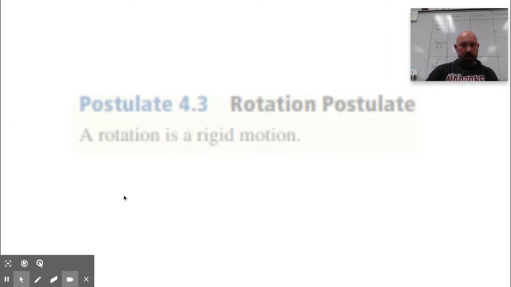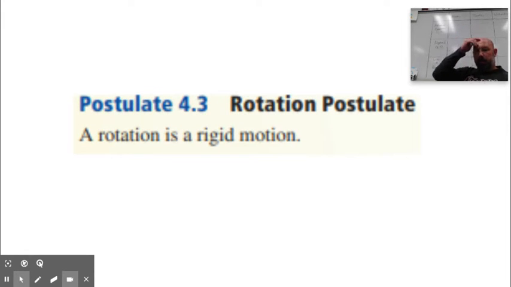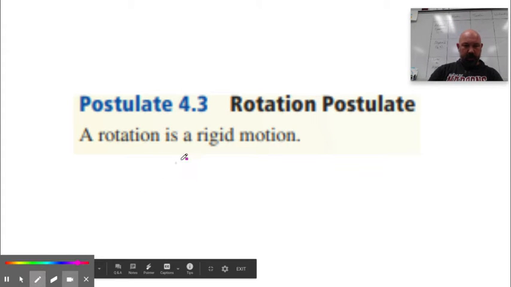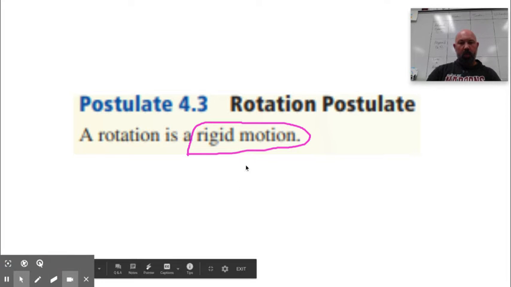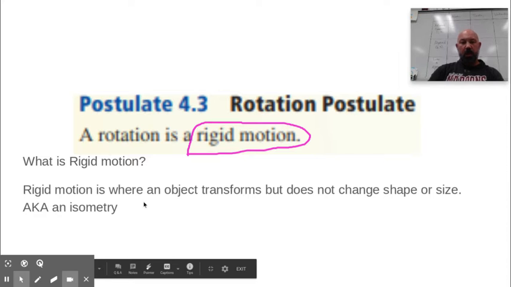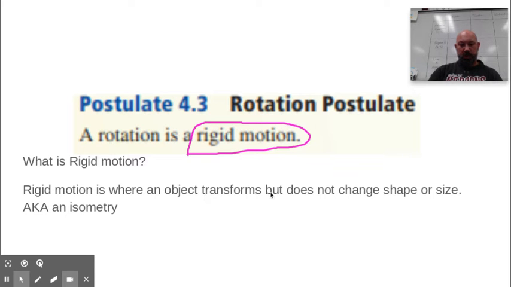Boom. So the next part is going to be brand new. It has been talked about, not so much by me, but in the other sections. This little key part right here is called rigid motion. The only reason I want to bring this up is that it may appear on a test, not my test, but like an SAT or ACT. So what is rigid motion? Rigid motion is where an object transforms but does not change shape or size.